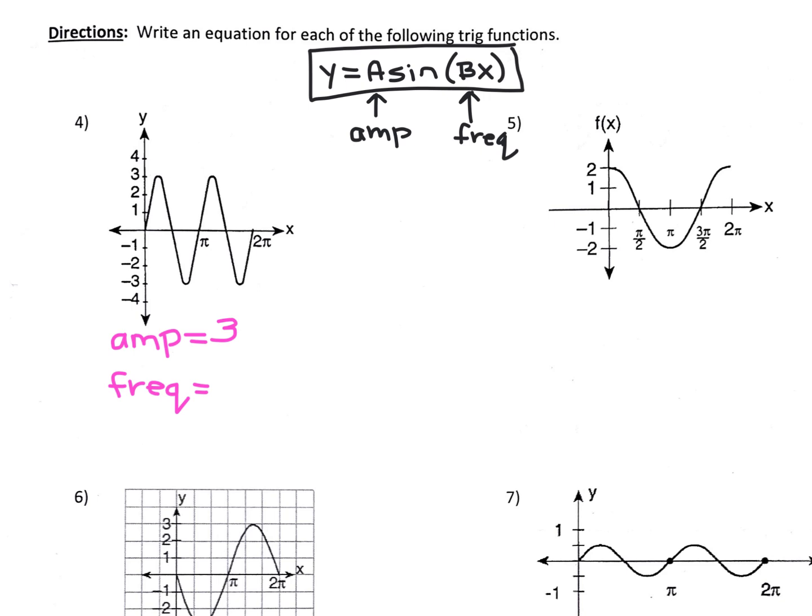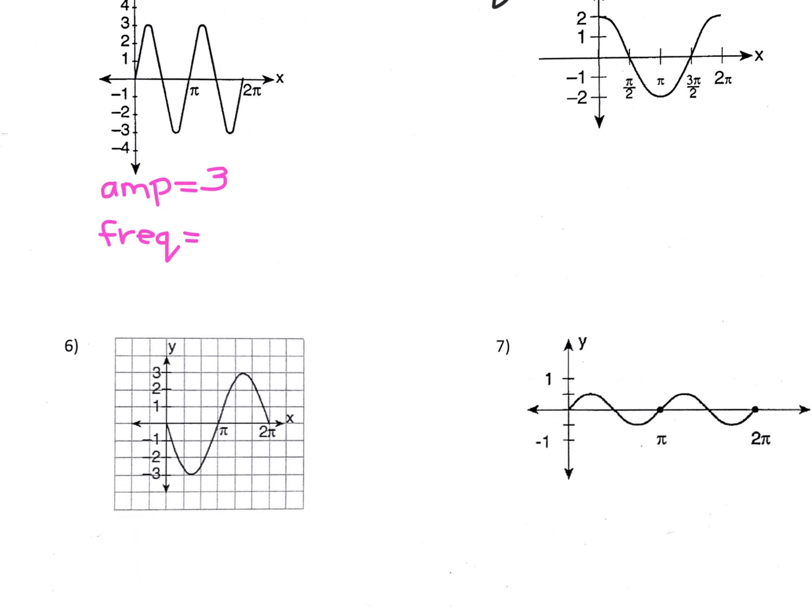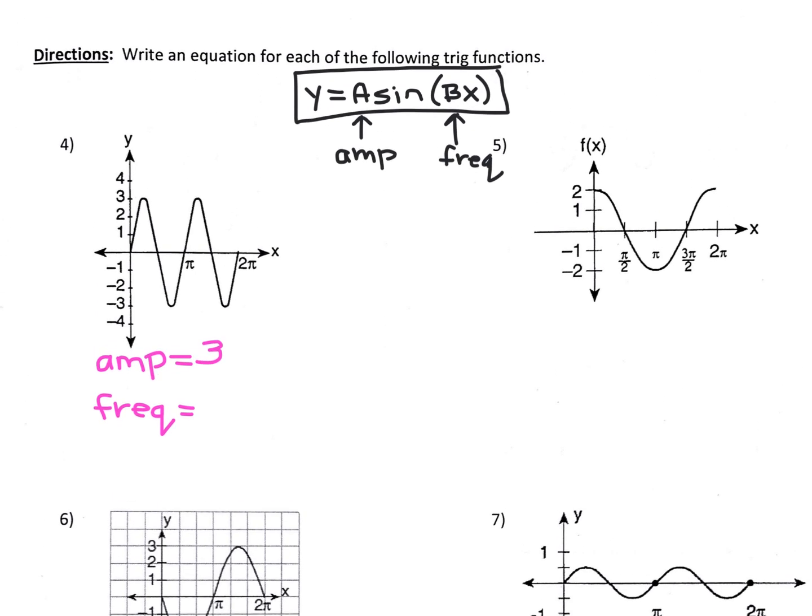Now the frequency is the number of complete cycles between 0 and 2 pi. So we could see here this is a sine curve. Sine is starting at 0, 0, and if it's a positive sine curve, it goes up, down, up. Whereas if it was a negative sine curve, look at number 6. This is a negative sine curve, right? See how it's going down, up, down? Okay, so basically we have 1 complete sine curve, 2 complete sine curves between 0 and 2 pi. So that means our frequency would be 2.